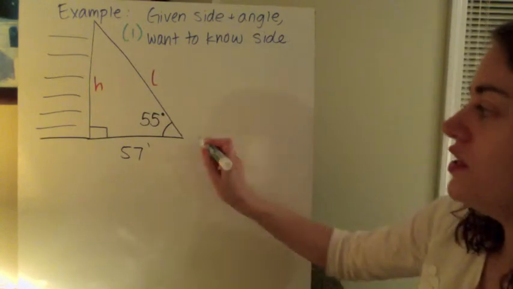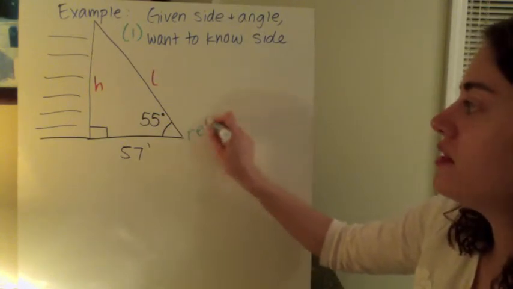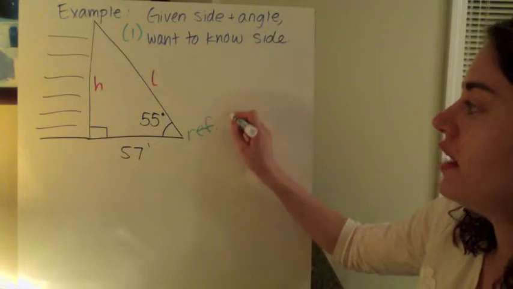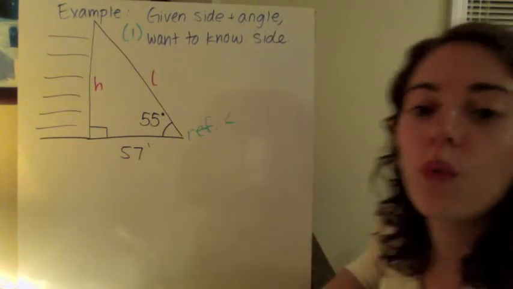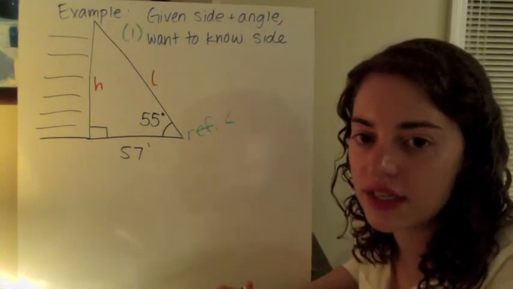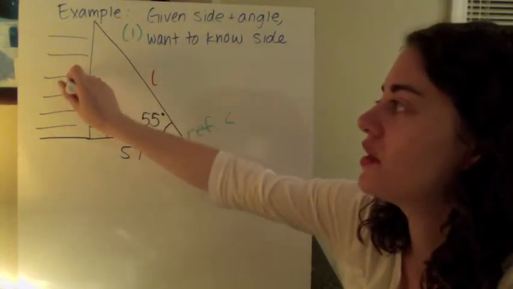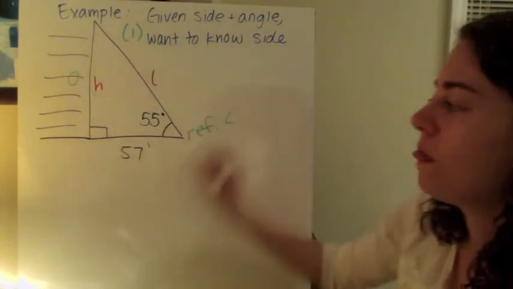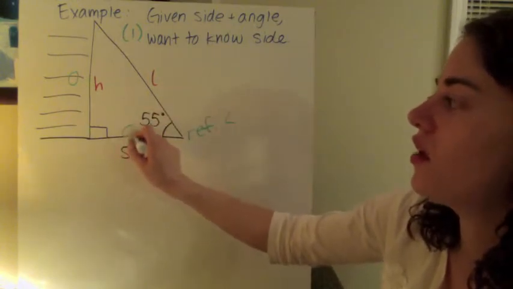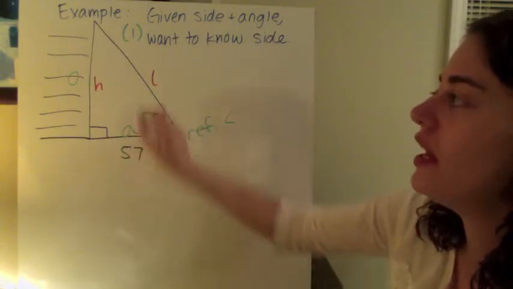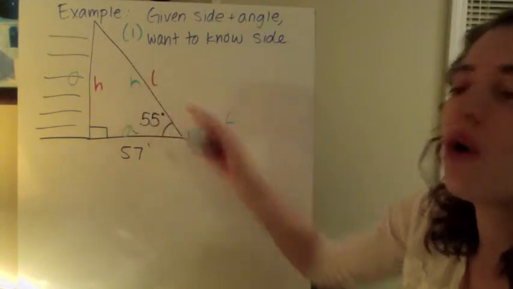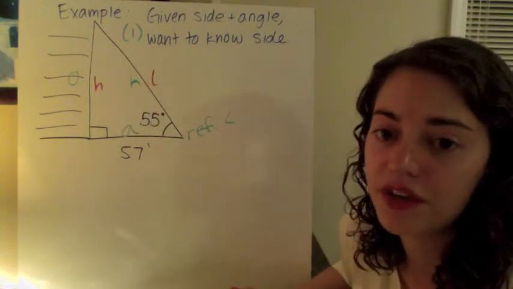Always label what is your reference angle. So this is our reference angle. From there, which is our opposite, adjacent, and hypotenuse. So opposite, this is going to be our opposite leg. Our adjacent leg is going to be next to it, and our hypotenuse is always the hypotenuse of a right triangle.